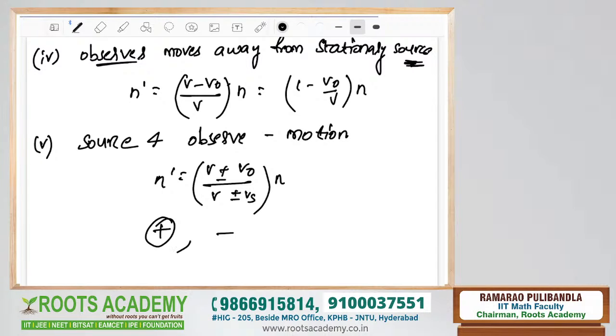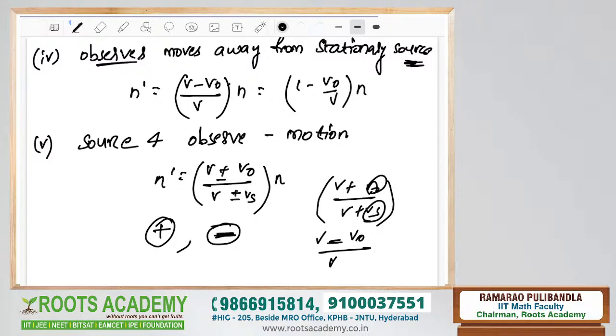If he is moving away from that, either one of them, we'll be using this minus symbol. So if he is approaching, it is (v plus v naught) divided by (v plus vs), where v naught is nothing but the velocity of the observer and vs is nothing but the velocity of the source. And if he is moving away, then it is defined as (v minus v naught) divided by (v minus vs). So if both are in motion and move away, then it is said to be this one.